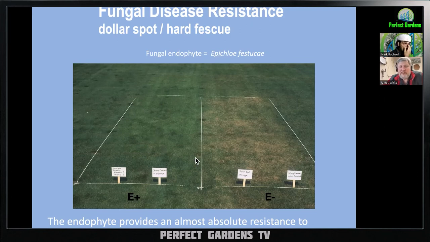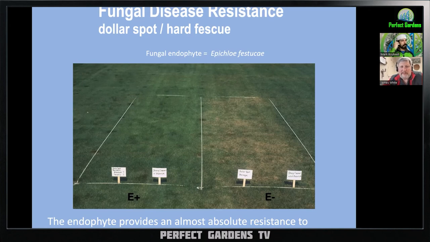And this is something we did at Rutgers. This is a turf plot, a fine fescue plot. The plot to the left has an endophyte in it, an epichloë endophyte. The plot to the right doesn't. You can see there's a disease called dollar spot all over it. We have a lot of turf breeding at Rutgers, and this is from our selection program, trying to get the most resistant varieties.